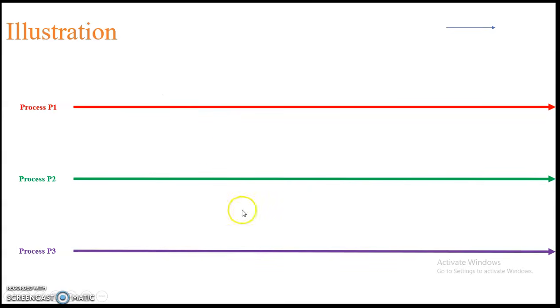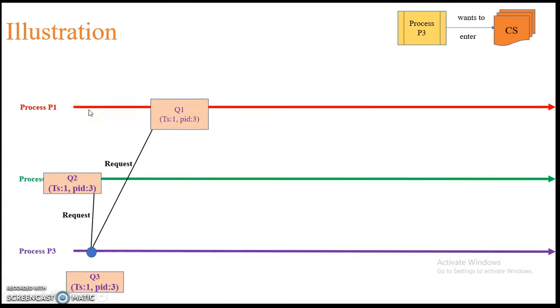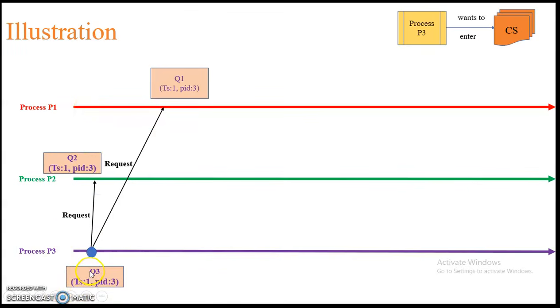So these are the three processes that are in communication with each other, and we need to achieve synchronization for the three processes. Initially process P3 wants to enter into the critical section. So first it will send a request message to all the other sites, that is process P1 and P2, with its own timestamp. Now this timestamp is maintained in a queue. Each process will have a queue.